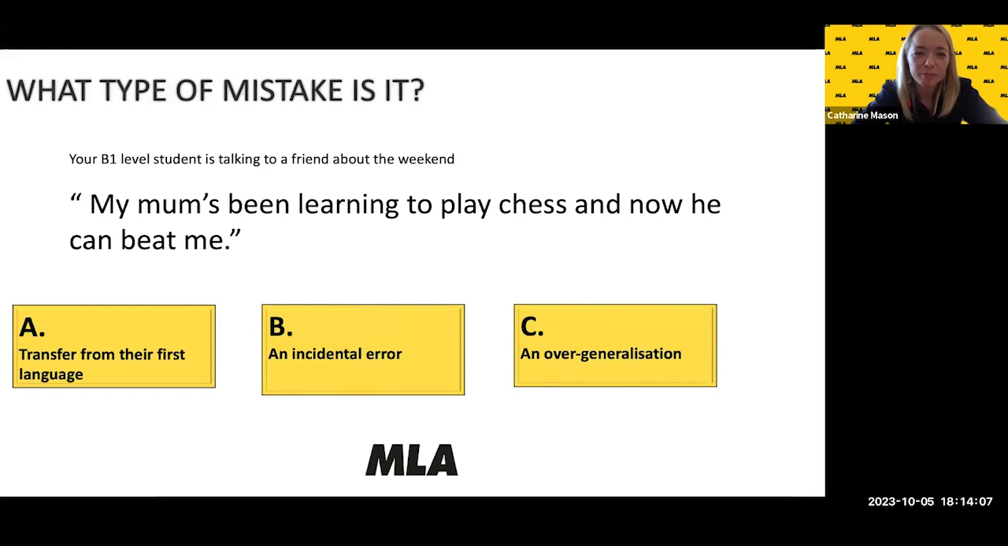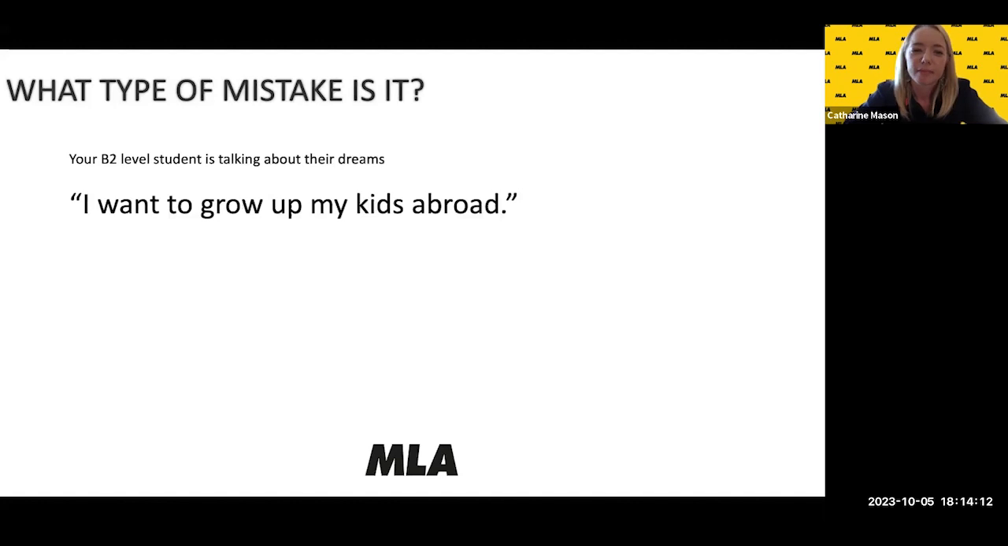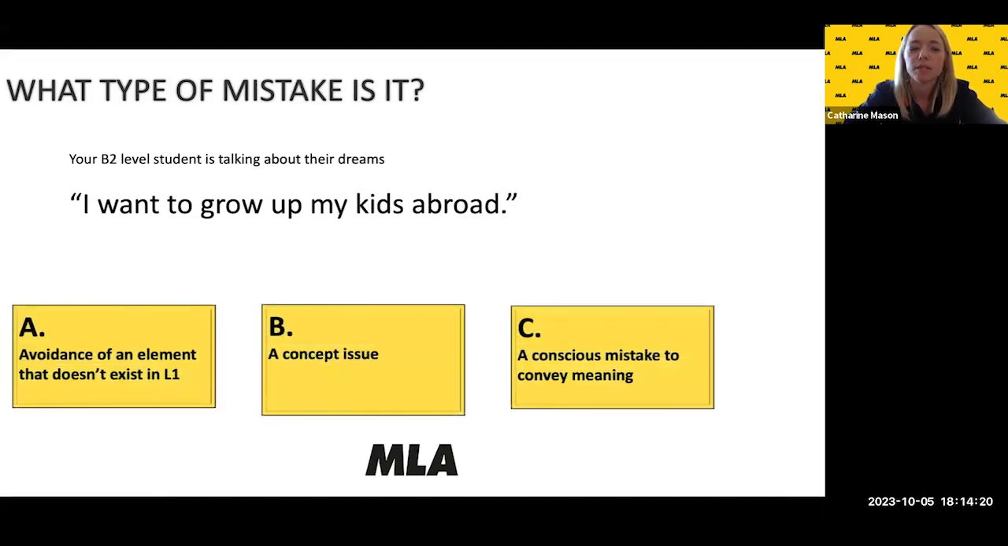Okay, let's have a look at some different types of mistakes. This one is coming from a B2 level student talking about their dreams. "I want to grow up my kids abroad." So this mistake here, is it an avoidance of an element that doesn't exist in their first language? Is it a concept issue? Or is it a conscious mistake to convey meaning, to continue the conversation?